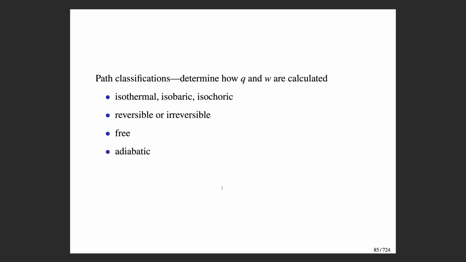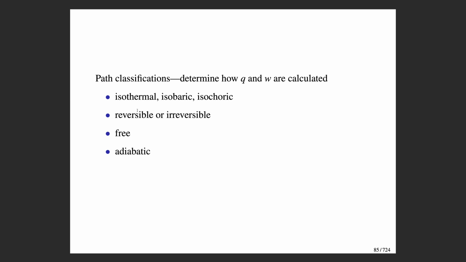Over the course of the next couple of chapters, we are going to be calculating heat and work and some other quantities as well. And we need to pay attention in our problem solving. We need to pay attention to different adjectives that classify what type of path we're dealing with in a given problem. And we've already seen a few of these terms already. The term isothermal refers to a path where the temperature is constant. Isobaric means that the pressure is constant. And isochoric means that the volume is constant.